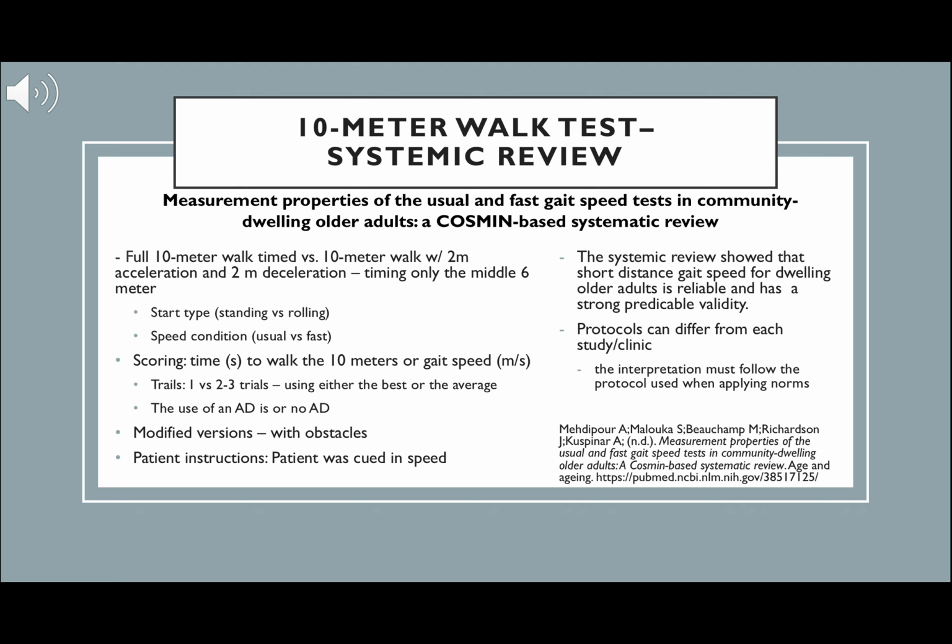Outcomes can be reported as time in seconds or gait speed in meters per second, with gait speed most commonly used for its prognostic value and established cutoffs. Protocols also vary in the number of trials, 1 versus 2 to 3, and whether the best or average is used, as well as whether assistive devices are allowed, all of which can influence results. Overall, the 10-meter walk test is a reliable and valid measure, but differences in protocol must be considered to ensure accurate interpretation and comparison.